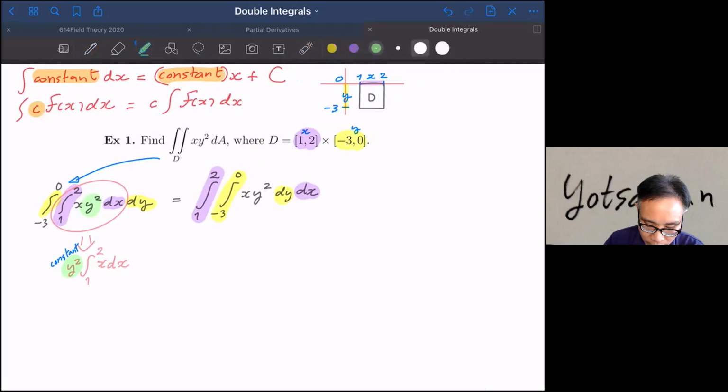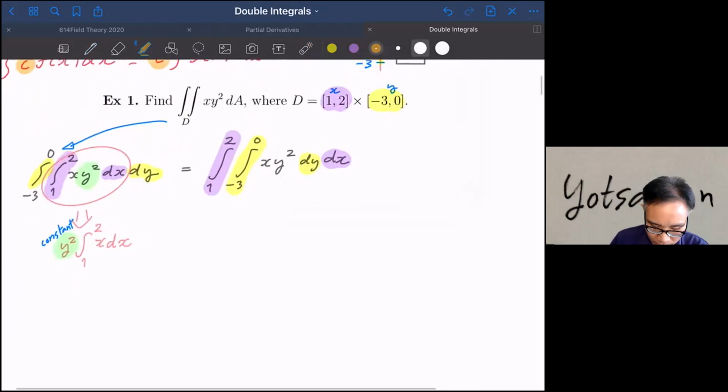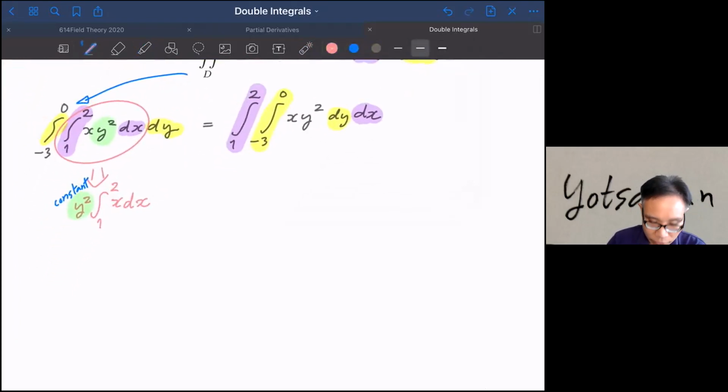So you can just pull out the constant in front of the integral, and you basically have the integral from 1 to 2 of x dx. This will be x squared over 2 from 1 to 2, and y squared gets copied down. So you have y squared times 2 squared over 2 minus 1 squared over 2. This is the term that you have here, and this part is done.